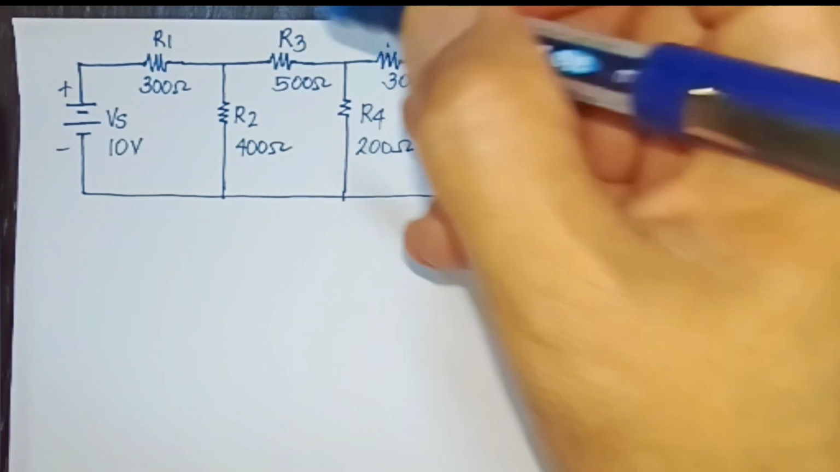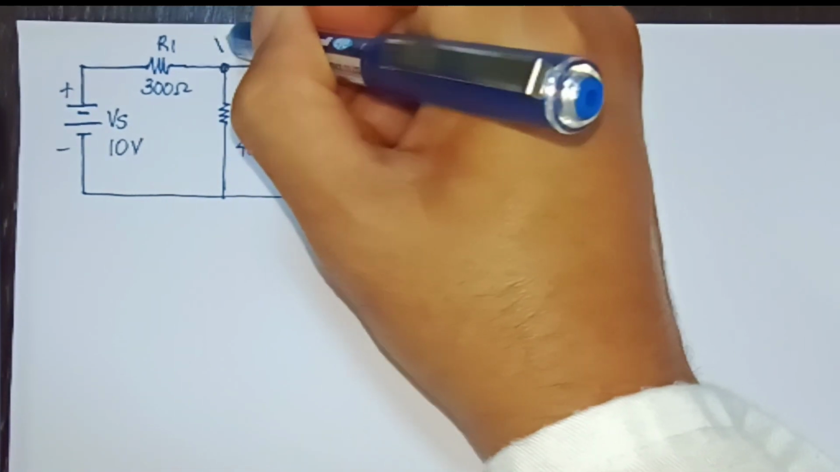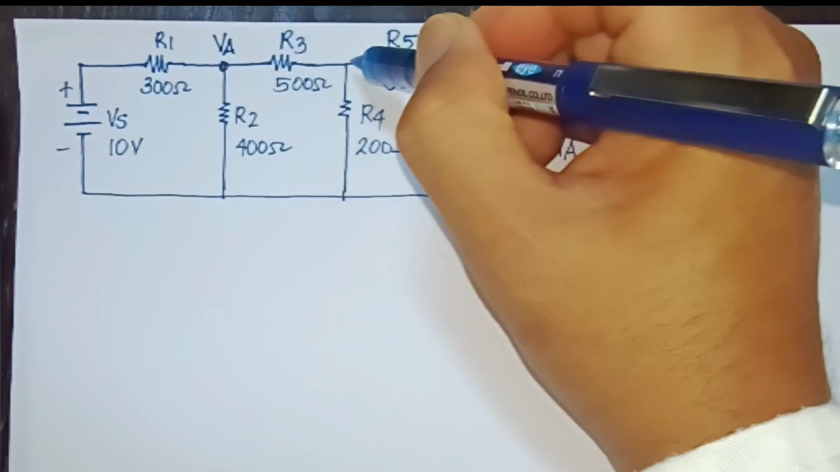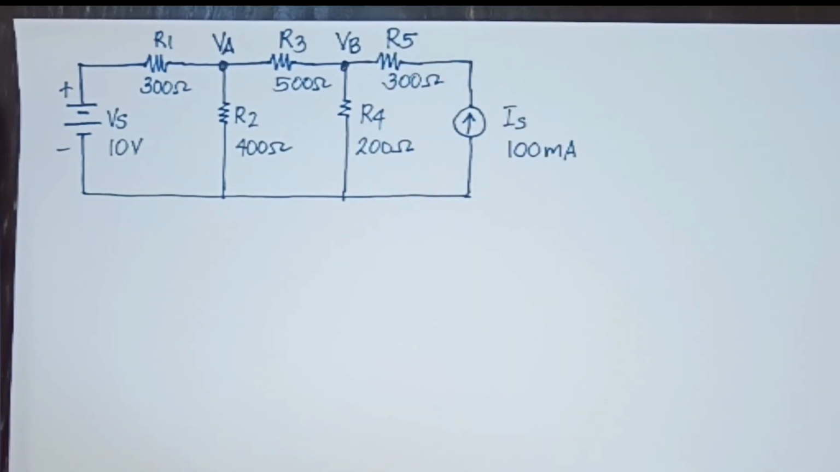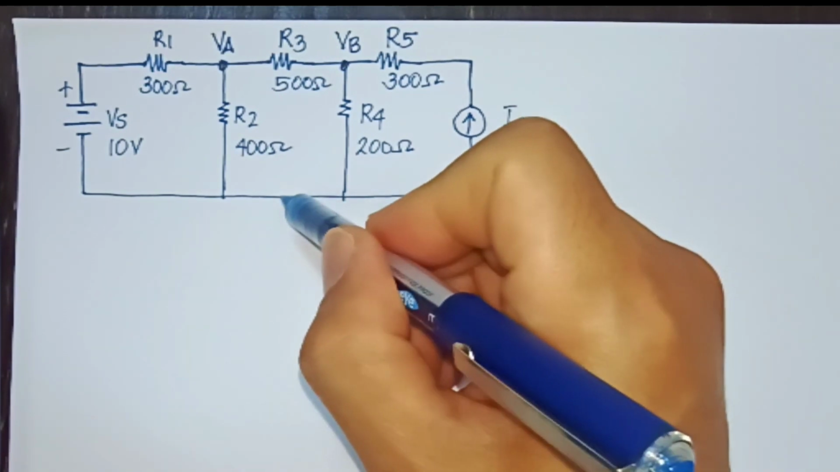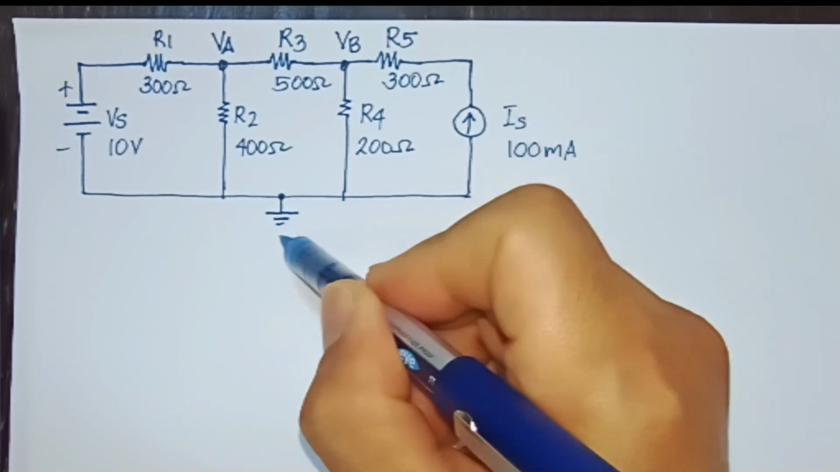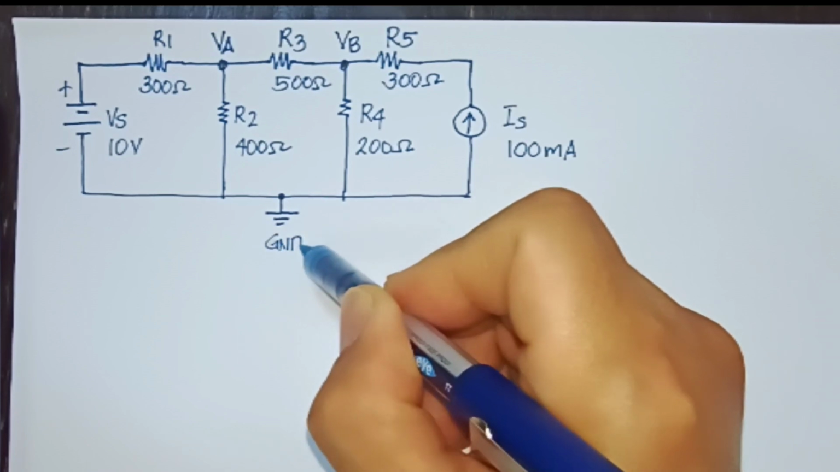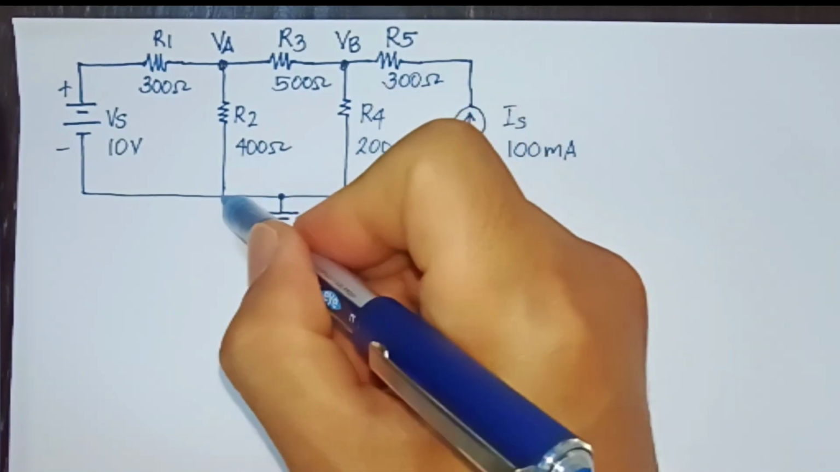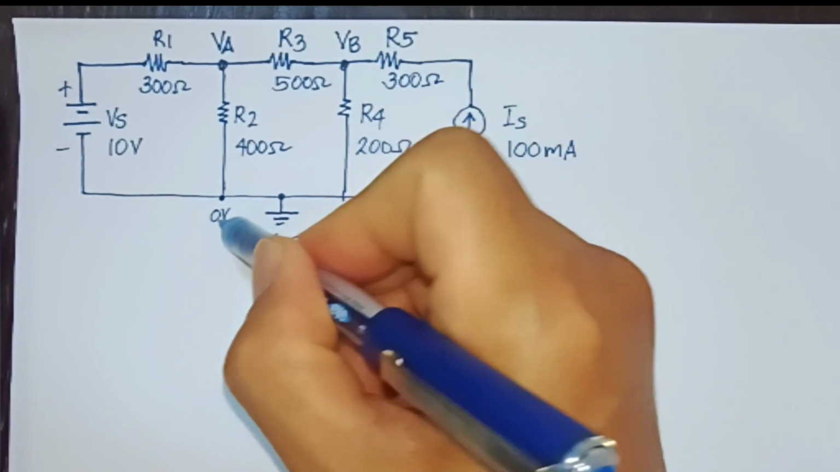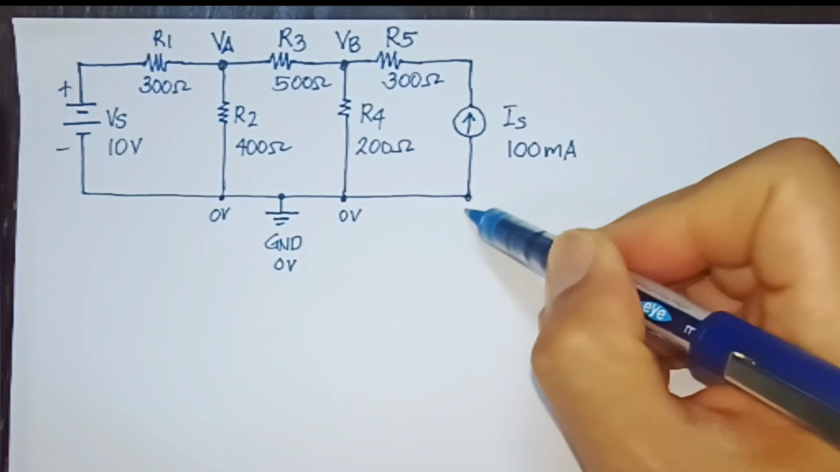The first thing to do in nodal analysis is to put here the VA and the VB as our names for the nodes. And at the bottom, let's put a ground, which will represent 0 volt. And then after that, let's make all of the lines or wires connected to the ground as 0 volt as a reference or common ground.